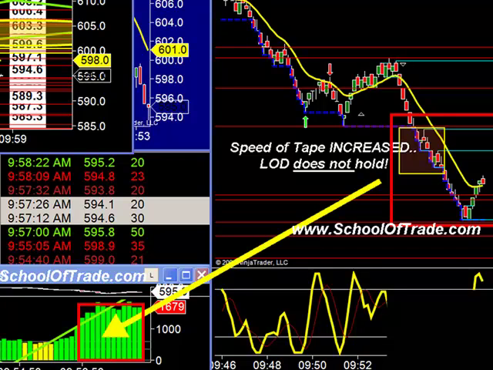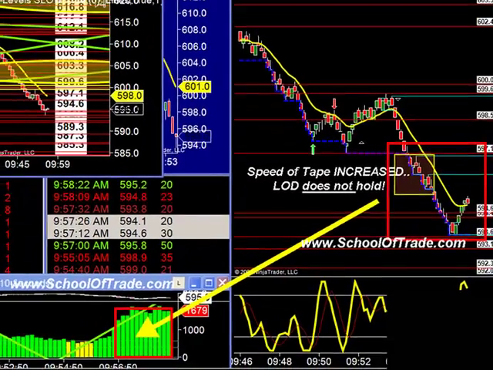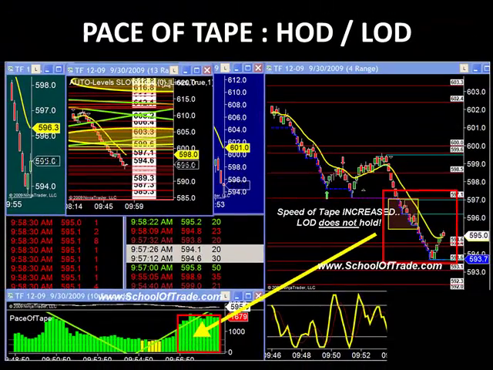So once again, if you want to know about how to trade the high of the day or the low of the day, if you're concerned about knowing when it's going to hold and when it's not going to hold, use your pace of the tape indicator and look for patterns. Again, the rule of thumb is speed must be increasing as we test the low or the high of the day for us to be a buyer or seller at those levels.